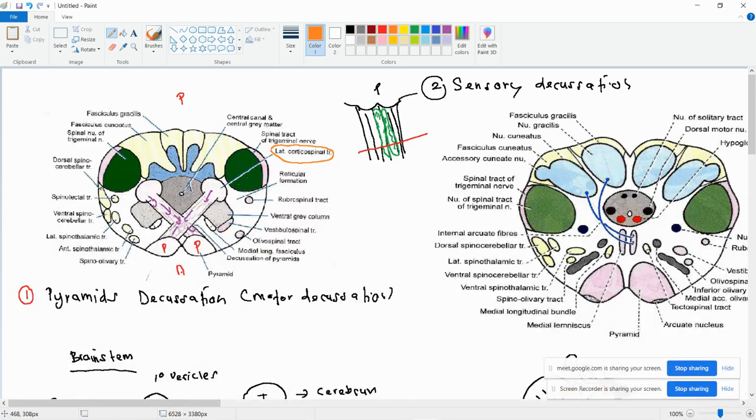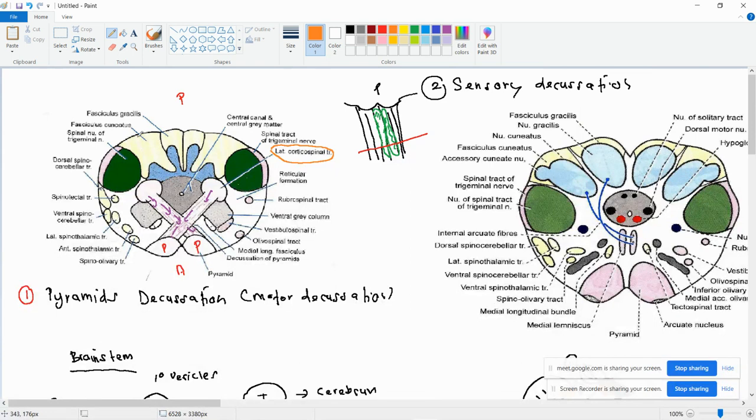And also, this central canal is basically surrounded by gray matter. We call it the central gray matter. Right, next. Now we move posteriorly. This is a very, very important structure posteriorly, because when we view your medulla oblongata posteriorly, absolutely you can see this structure.